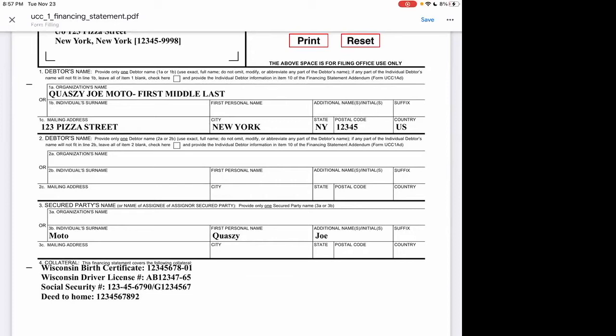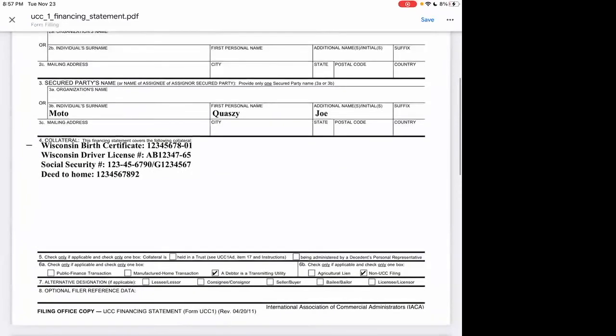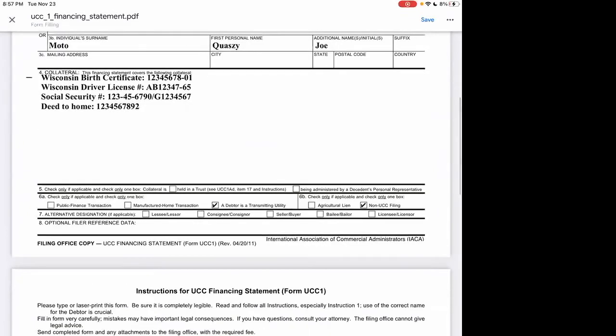Gotcha. Okay, so what I was explaining about this was that this is your best friend as far as conveying your property into your estate, not just your agreements like your security agreement or your trust. But for example, it goes over right here: collateral, birth certificate, driver's license, social security number, deed to home. Collateral is held in trust, and the alternative option is being administered by the decedent's personal representative, meaning if you have a power of attorney on file or if you're the executor for the estate. So you can only check one box.